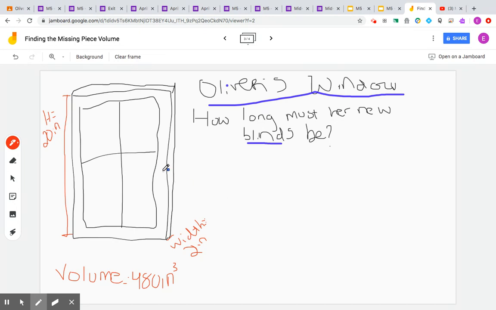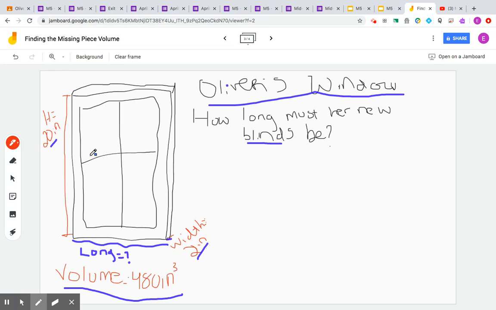What I do know is the window's height itself is 20 inches. I also know that the width of the window, or how far back it goes, is 2 inches. And I remember my overall window volume is 480 cubic inches. But I have no idea how long it is or the length of it. So, how can I figure that out?